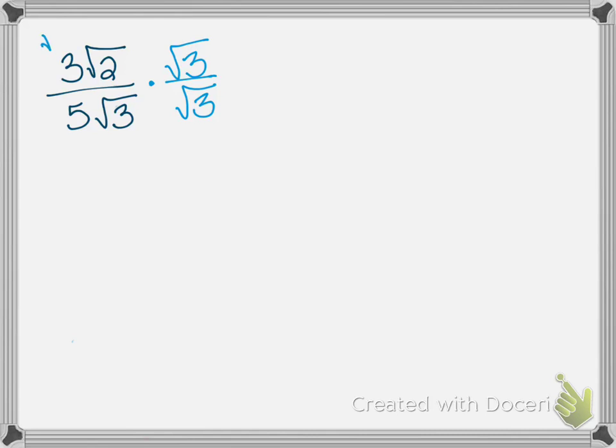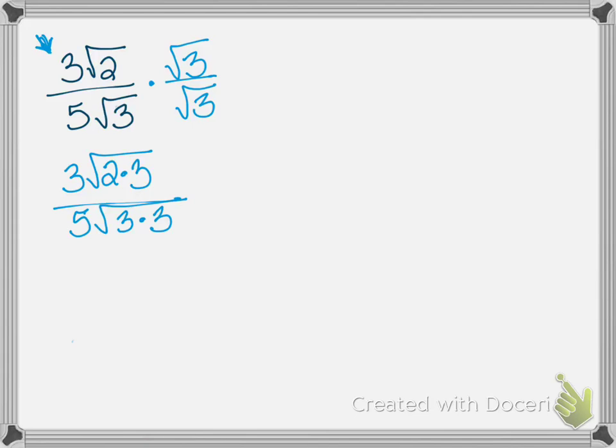Leave this 3 on the outside. So this becomes 3 times the square root of 2 times the square root of 3. I am multiplying the 2 and the 3 together because these are both on the inside. This 3 we leave alone because it's on the outside. Now, in the denominator, I am multiplying 5 times the square root of 3 times the square root of 3.